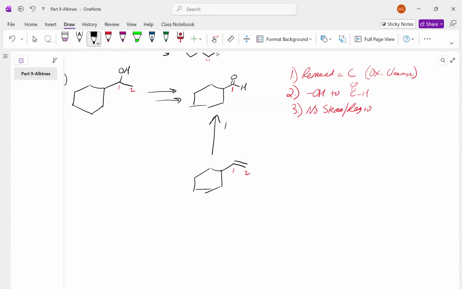But once I do the oxidative cleavage, then I get rid of carbon 2. Where's carbon 2? Well, it's floating around literally as carbon dioxide. There's carbon 2.